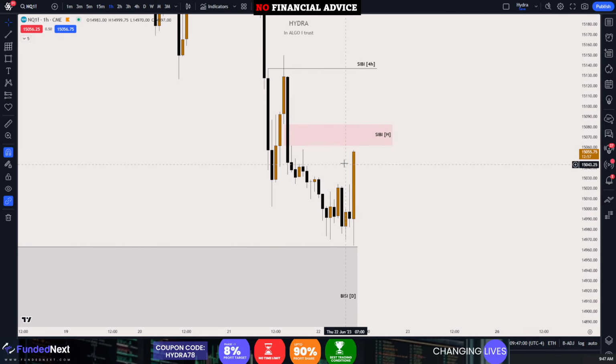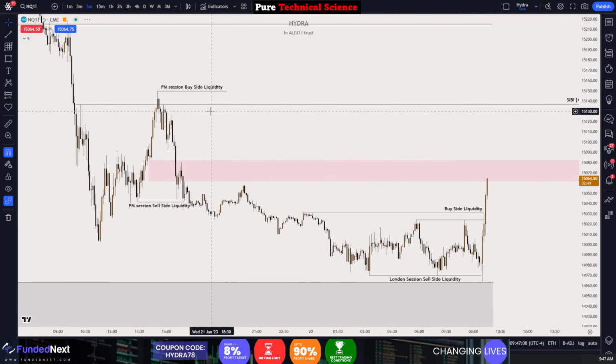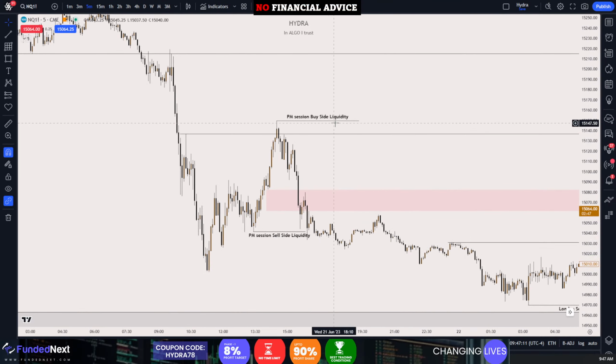Every single time I'm expecting to see a bullish price action that will hunt liquidity here, which is my target. Why is this high my target? I talked about it. This is the PM session buy side liquidity.